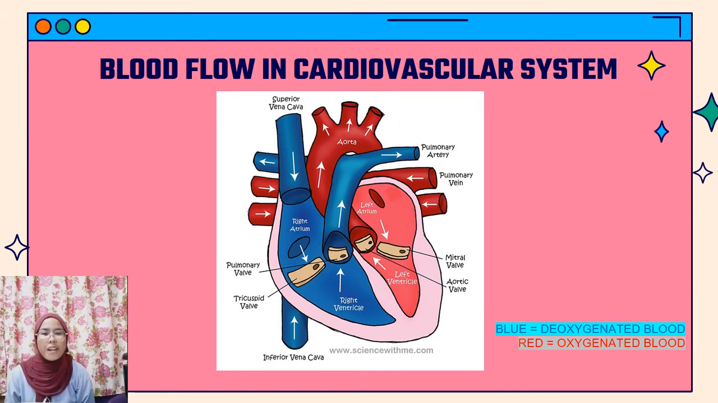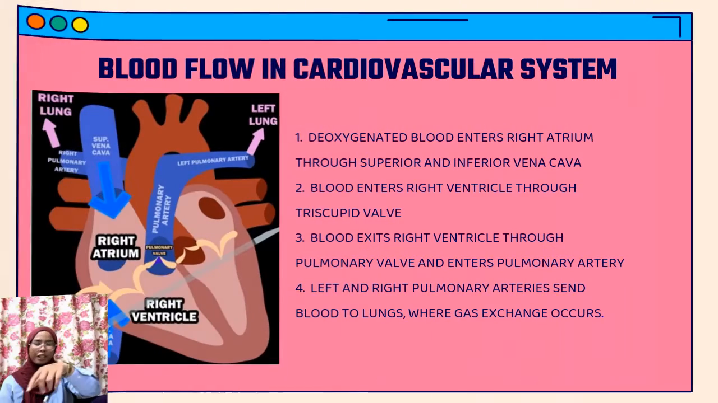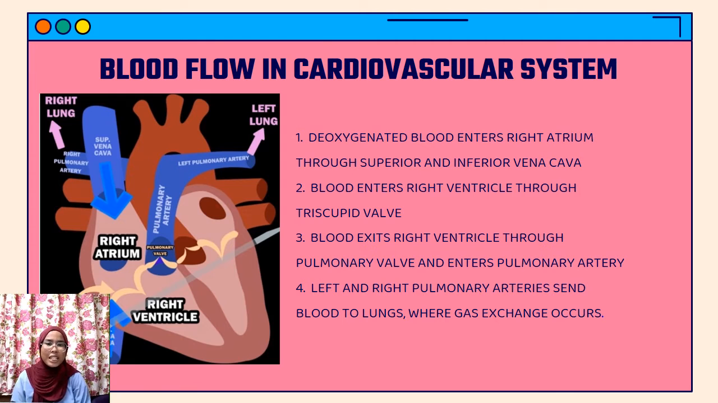Okay, I'm going to explain my part, which is blood flow in the cardiovascular system. Firstly, the blue part is the deoxygenated blood, which is the area with poor oxygen. Then the red part is the oxygenated blood, which is the area with rich oxygen. Okay, the deoxygenated blood.